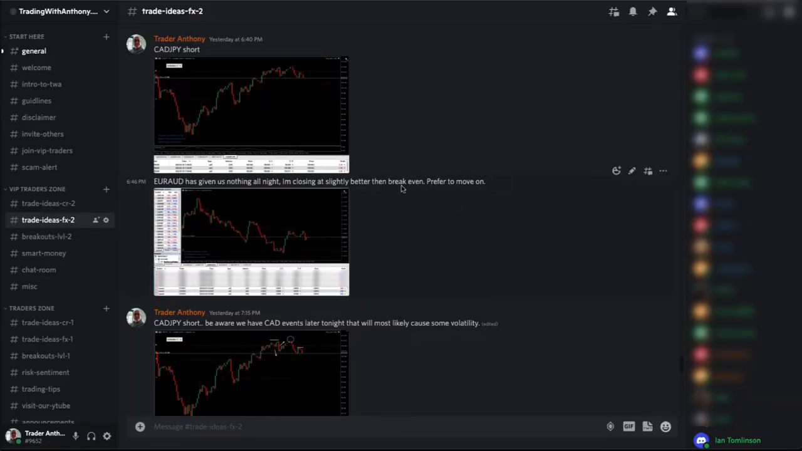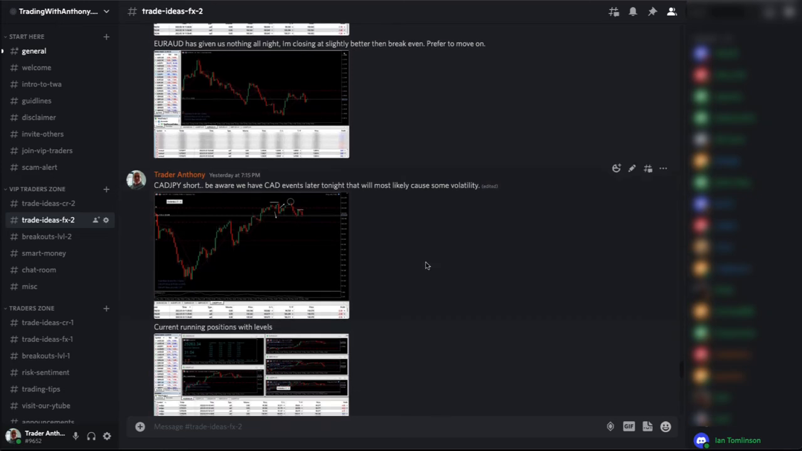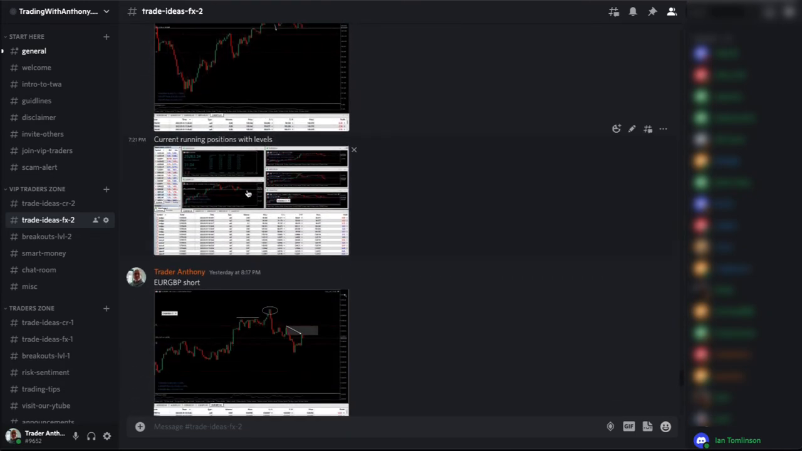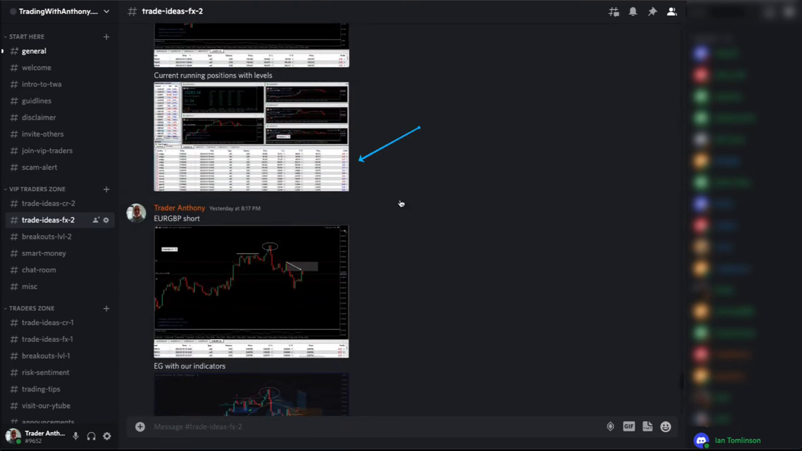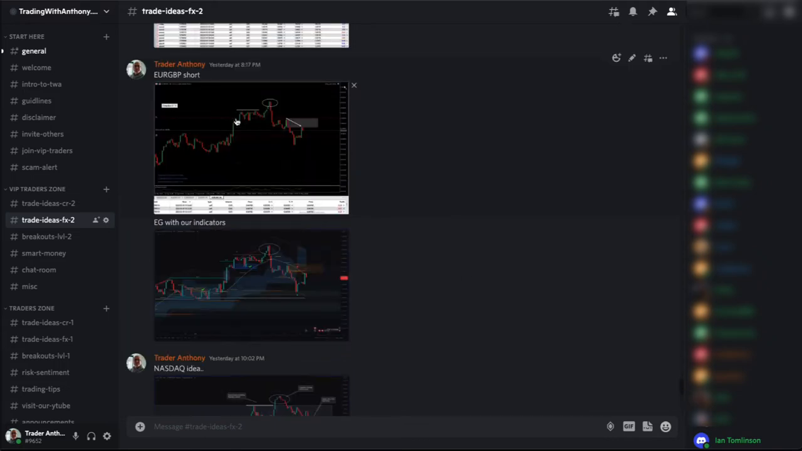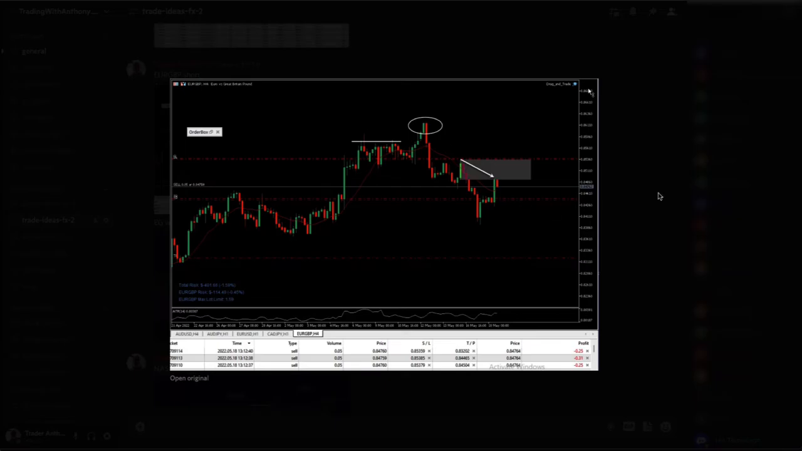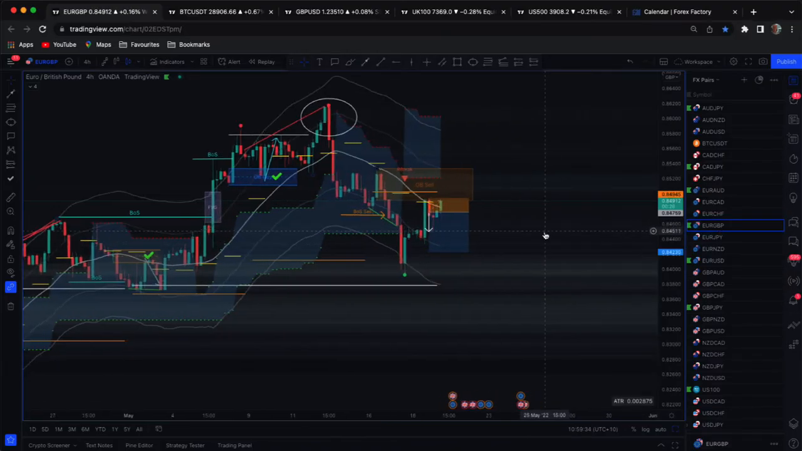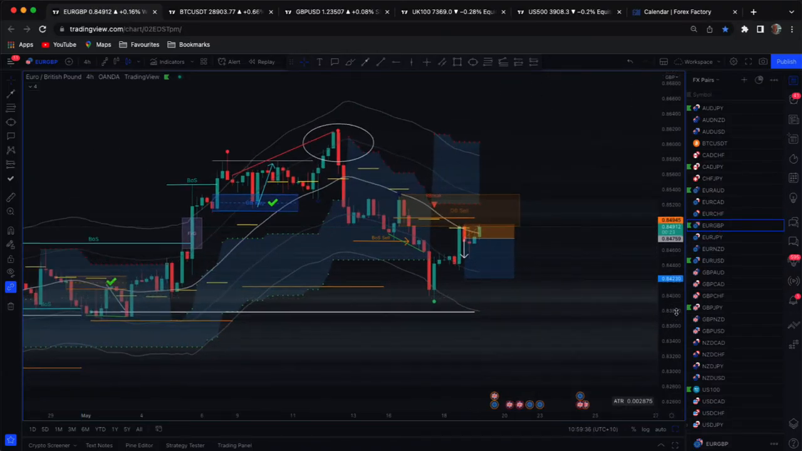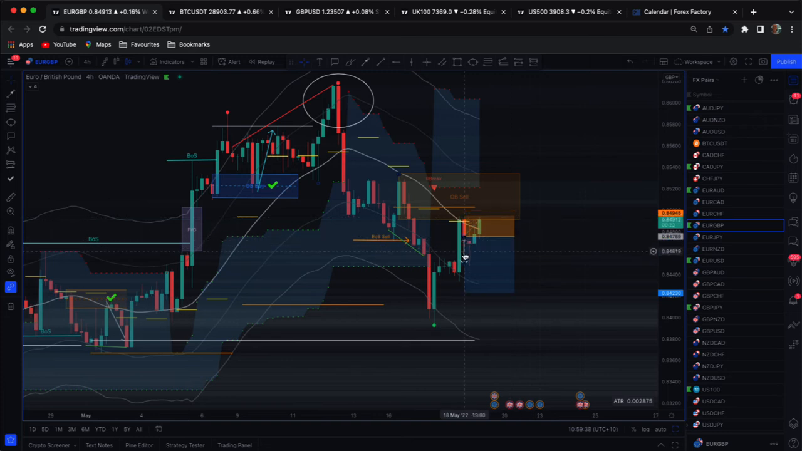So the CAD yen, after that we had the Euro, which gave us nothing, closing at break even, or better actually. CAD yen current running positions. So I'm just showing everybody all the trades I'm taking here. Euro pound. Okay, so that was another short. Here it is. We got a bit out of this one, and then it turned around, but we actually got a trade down to target one, well and truly reached.